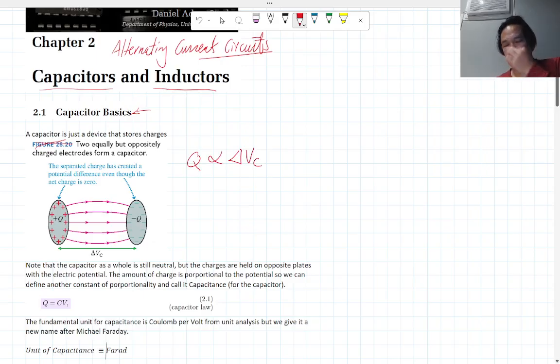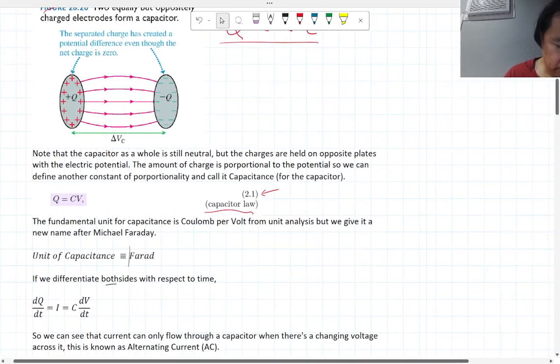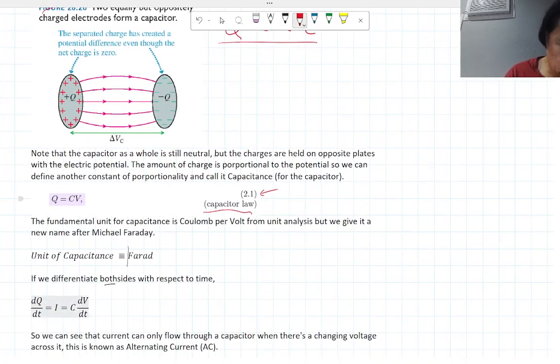That is going to be proportional to the voltage change across this capacitor. How much voltage is across this capacitor? We can use this proportionality to write what's called the capacitor law. So now we're back into Steck's equation numbers. Since charge is proportional to voltage, we can have a constant of proportionality between them, and for a capacitor it's called the capacitance. If you do the unit analysis on this equation, you'll find that the units for capacitance are coulombs per volt.